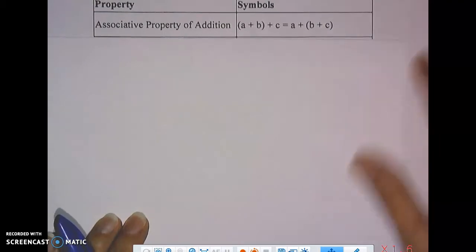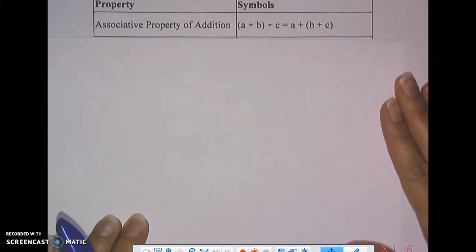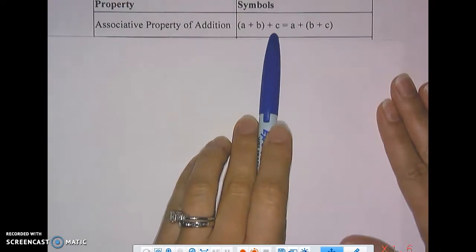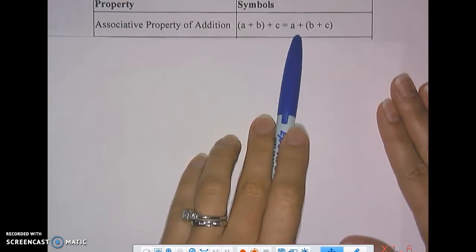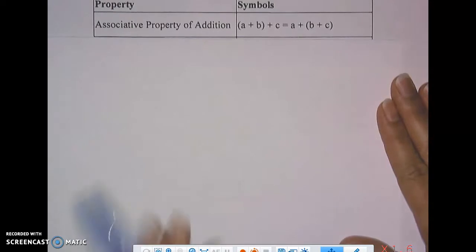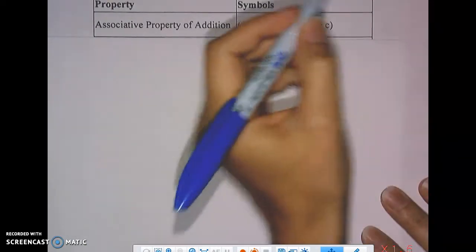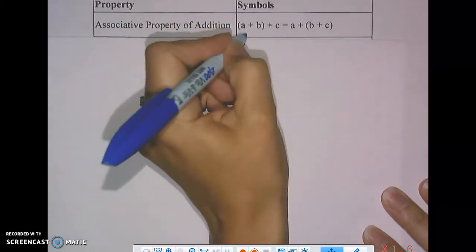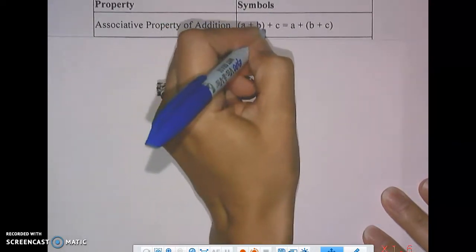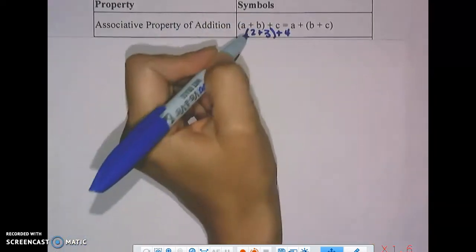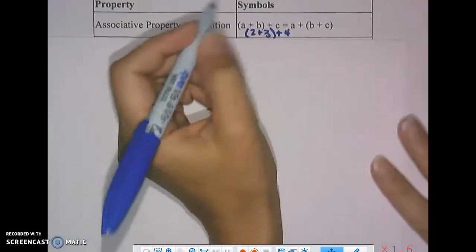So the first property we have is the associative property of addition. That says that the quantity of A plus B plus C will be equal to A plus the quantity B plus C. So if we think about this with actual numbers that we know, if we have the quantity 2 plus 3, and then we add 4 to that, well, 2 plus 3 is 5, 5 plus 4 is 9.